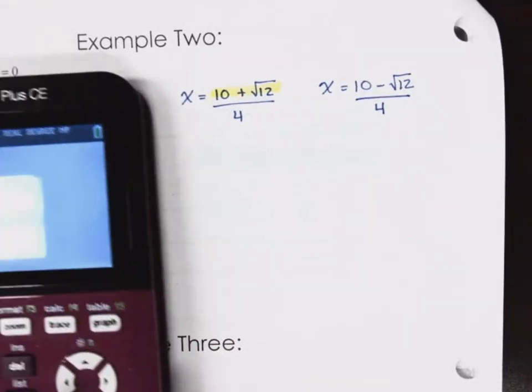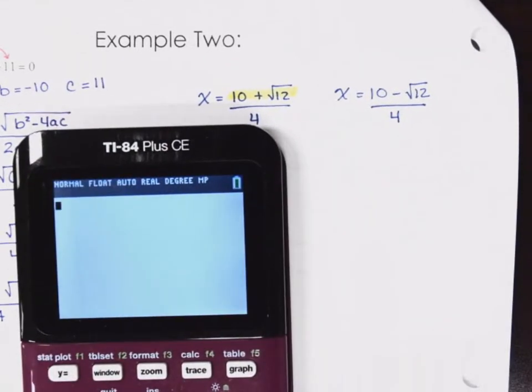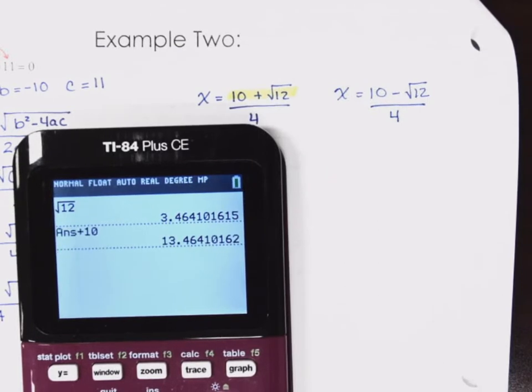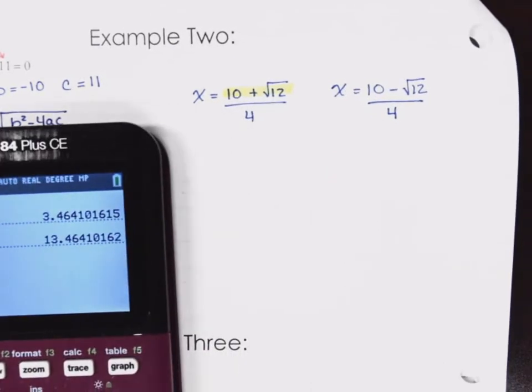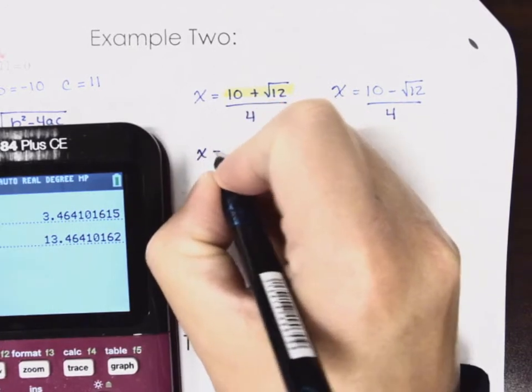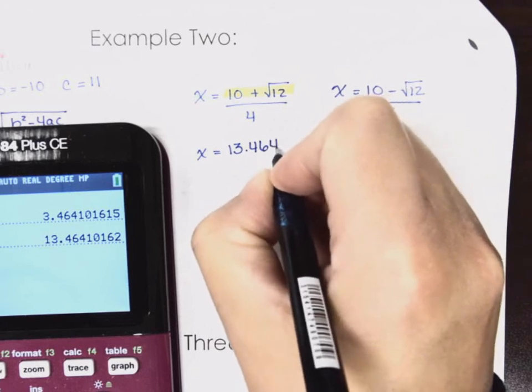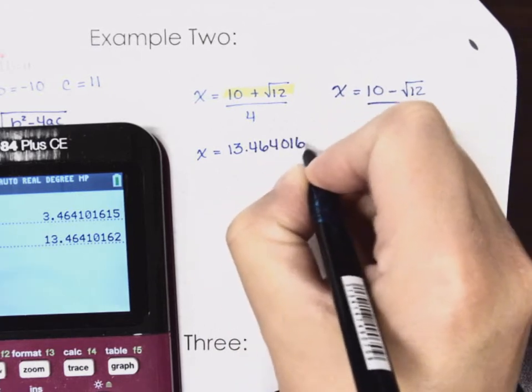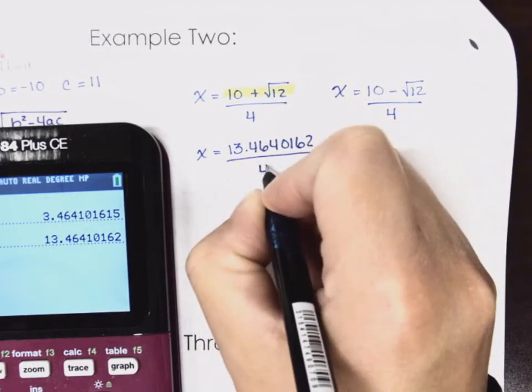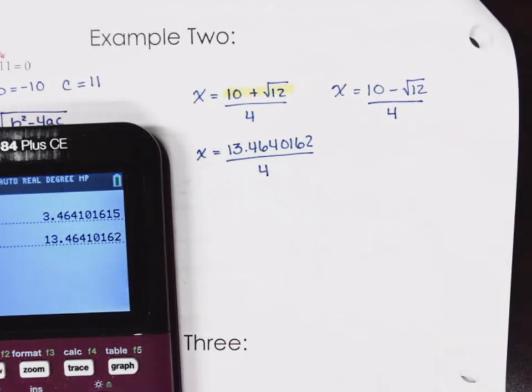So I'm using my handy dandy calculator. And you can do it one of two ways. You guys got to figure out what works best in your calculator. I can do root 12 and figure out what that is. That's a nice ugly decimal. And then I'm just going to add 10 to it. And here's the deal, you never round in your equations. So if you write this out, you got to write out all the decimals. And then I'm going to divide that by 4.